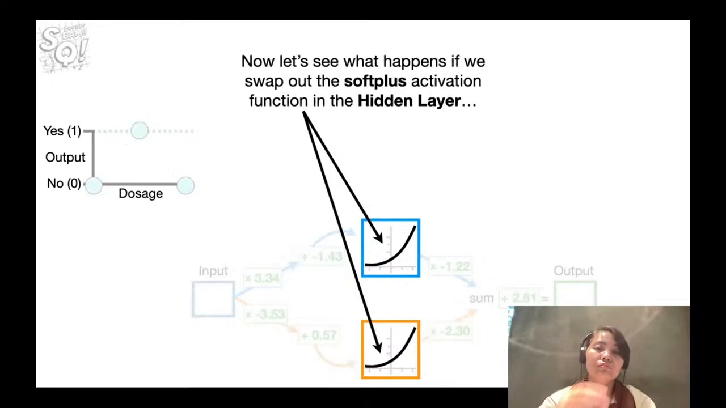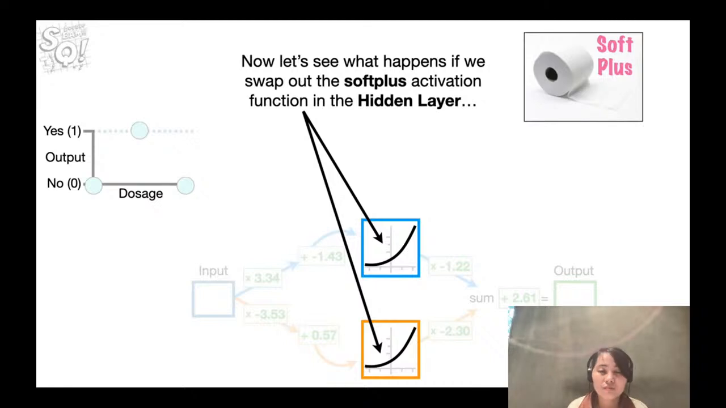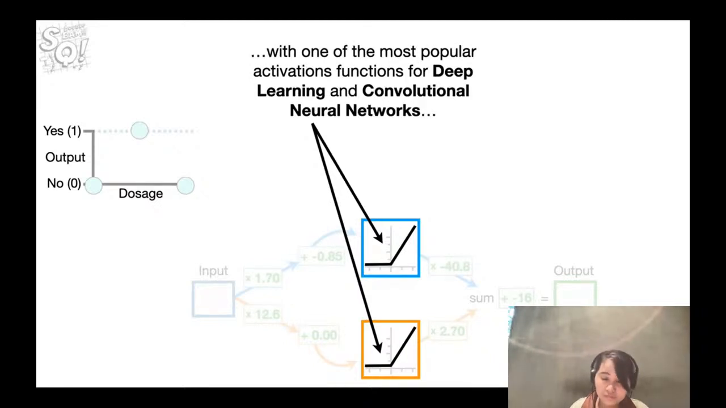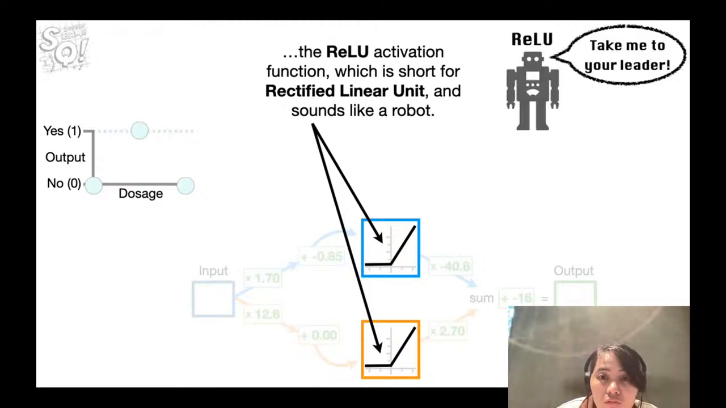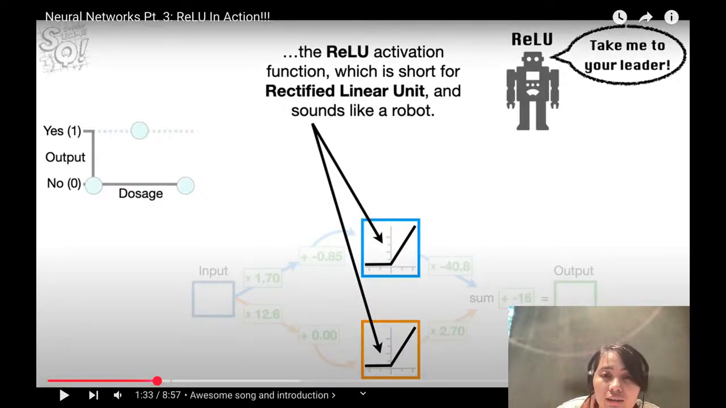Bam. Now let's see what happens if we swap out the soft plus activation function in the hidden layer with one of the most popular activation functions for deep learning in convolutional neural networks, the ReLU activation function, which is short for rectified linear unit and sounds like a robot.